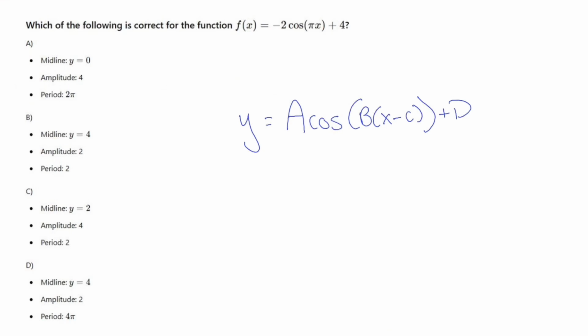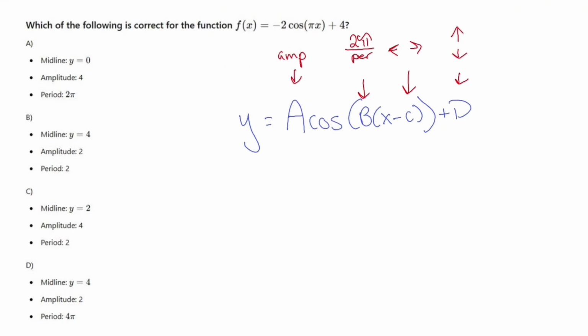Now what this gives us is, a gives us the amplitude. I used cosine, the same rules apply for sine. B is my frequency, in other words, 2 pi over my period. C is a horizontal translation, in other words, move left, move right. And D is a vertical translation, in other words, move up, move down.